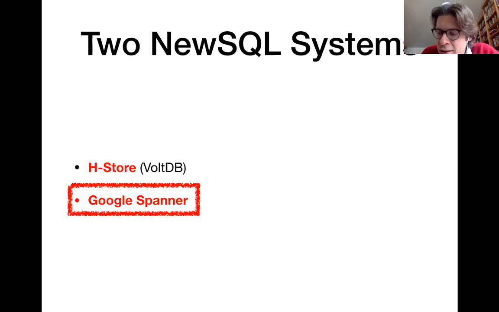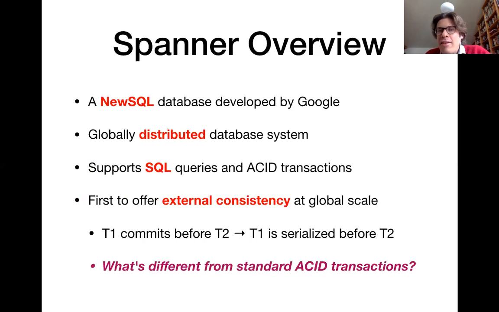In the following, we're going to see another system that is typically counted among the NewSQL systems, which is by Google. It's the Google Spanner system. Now, this is a globally distributed database system. It is nowadays available as a product by Google, and it supports SQL queries with ACID transactions. And in particular, one key point of that system that we will be discussing in the following is that it offers external consistency at a global scale. And it is claimed that this is the first system to offer external consistency at a global scale.